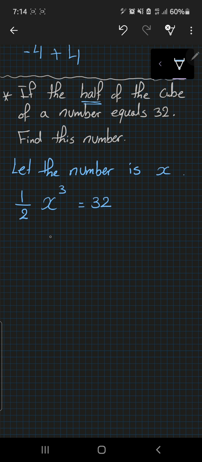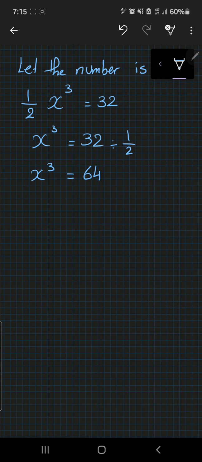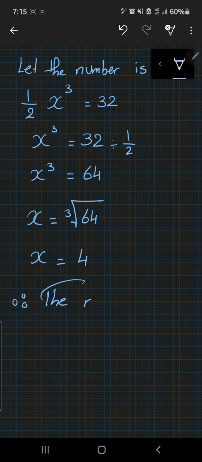We want to get the value of x. First, move half, divide in the other side. So x power 3 equals 32 divided by half. Using your calculator, the result will be 64. We want to get the value of x, so we take the cubic root by the two sides to cancel power 3. So x equals the cubic root of 64. The result will be 4. So the number is 4.